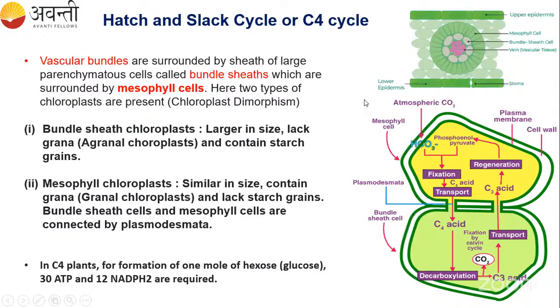Then we'll go to the Hatch and Slack pathway, that is the C4 cycle. You can see here, the C4 cycle is mainly found in C4 plants.